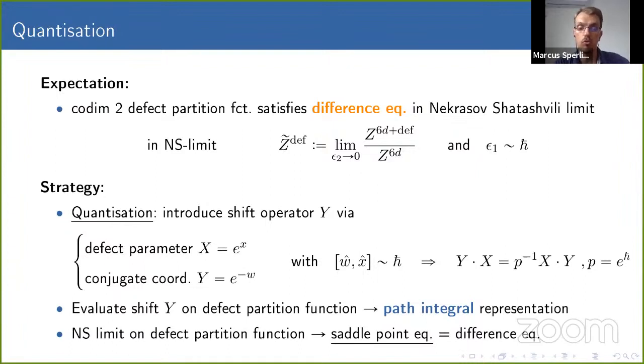The strategy in order to find this difference equation is essentially we introduce the shift operator, we compute the action of the shift operator on the defect partition function. For this, it's mostly useful to use a path integral representation. And then at the end of the day, we remember how the original Seiberg-Witten curve has been, or can be, derived via a saddle point equation. Here we perform the same logic.